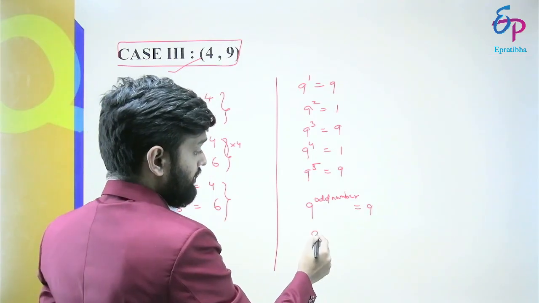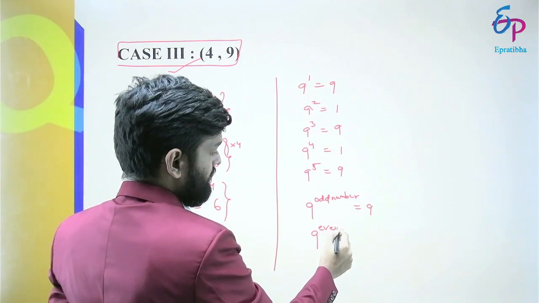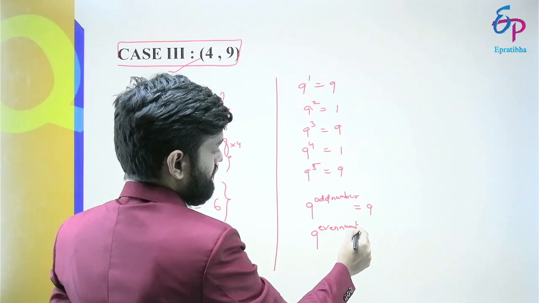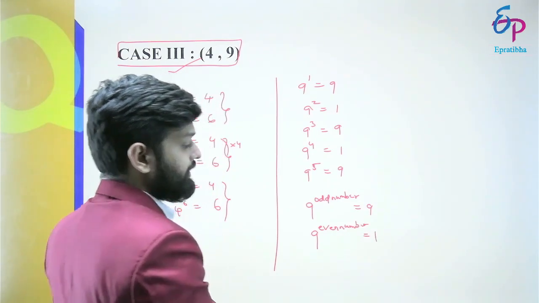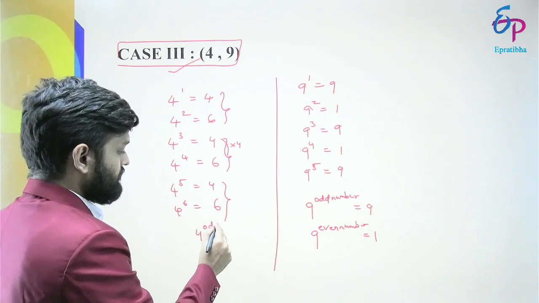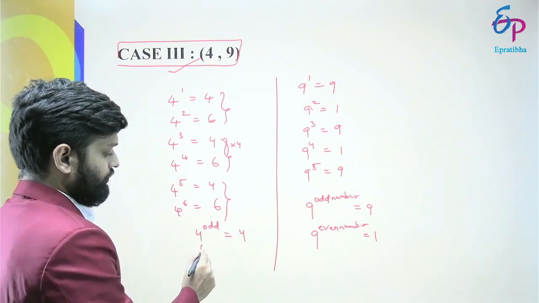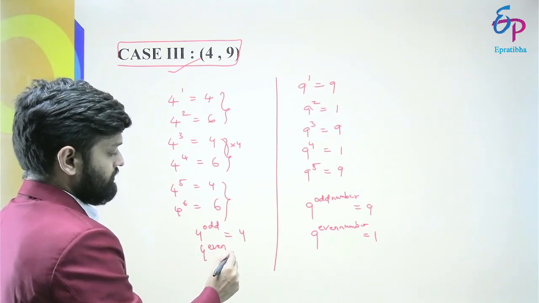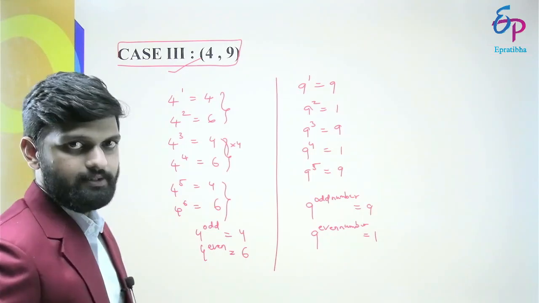And the power, if it is an even number, then it will always be 1 when it comes to 9. But the same logic applies here as well, right? 4 power odd is always how much? 4. 4 power even is always 6.